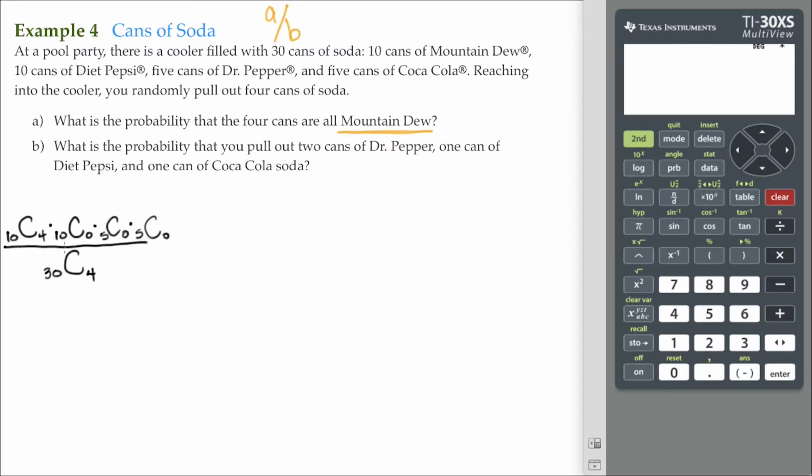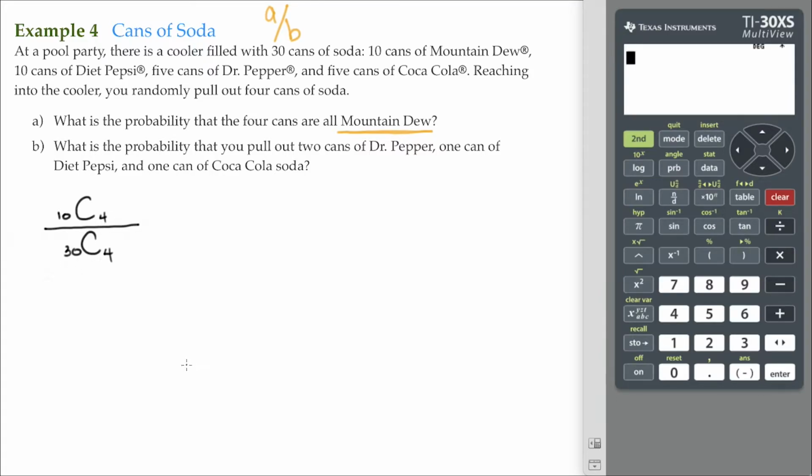Now, 10 choose 0, that's just 1. 5 choose 0, there's only one way to choose nothing out of 5. And the same way with this 5 choose 0, that's 1. So for A up here, our event, that becomes 10 choose 4 times 1 times 1 times 1. Well, that's just 10 choose 4. So there's no need to include this. So I'm going to rewrite this. And the whole idea is to make sure that you're aware of what it is that you're doing. So we have 30 choose 4, and our event is simply 10 choose 4.